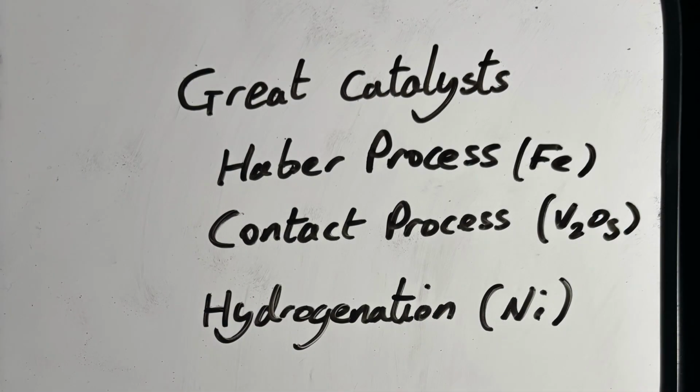They make great catalysts, and you know this because iron is used in the Haber process, vanadium oxide is used in the contact process, and nickel is used in hydrogenation.